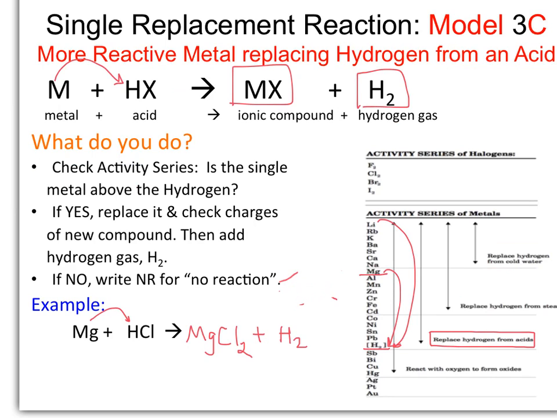Now all I have left to do is balance this chemical equation. And so I notice I've got 2 chlorine on the right, so I'm going to put a 2 on the left. That gives me 2 hydrogen. I have that over here. And my magnesiums are balanced, and now I'm finished.